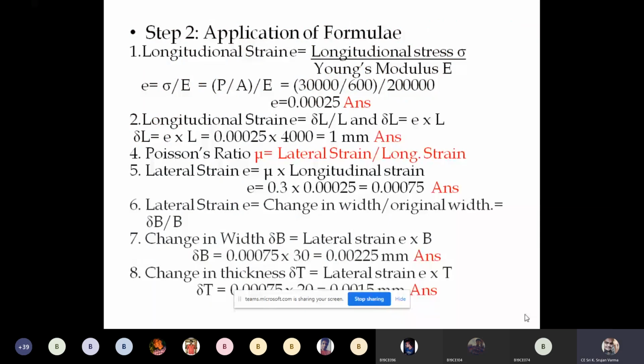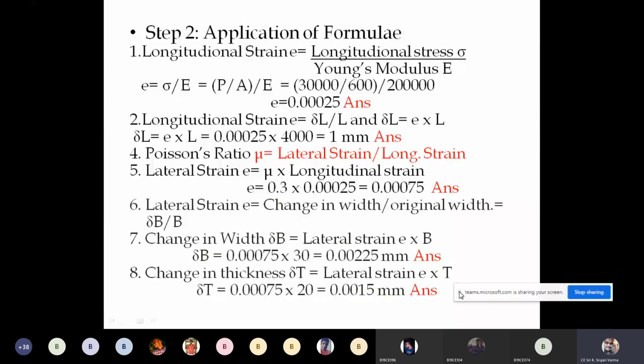Just look at the screen now. Step number 2, application of formulae. So how did I apply the formula to get the answers? First we need to determine the longitudinal strain. For obtaining the change in length, change in width, change in thickness, the only thing you require here is longitudinal strain.